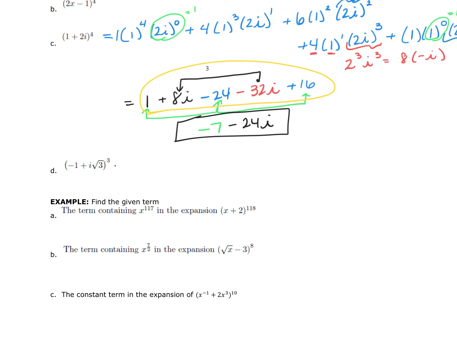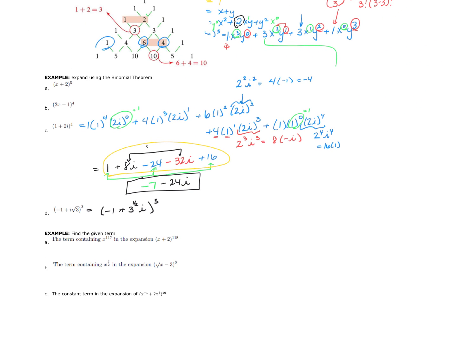So I'm going to rewrite this as negative 1 plus 3 raised to the 1/2, and then i raised to the 3rd power. The reason I'm going to do that is because it's going to help me down here with this B1 when I'm chasing a particular term. Okay. I'm going to use Pascal's triangle again. I'm going to use this row in Pascal's triangle, so it's going to be negative 1 raised to the 3rd power, 3 raised to the 1/2, i raised to the 0, or 3 raised to the 1/2 times i to the 0, multiplied by 1.